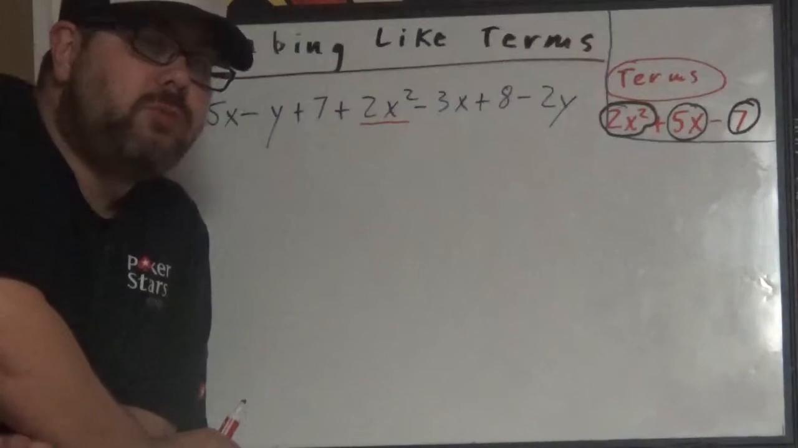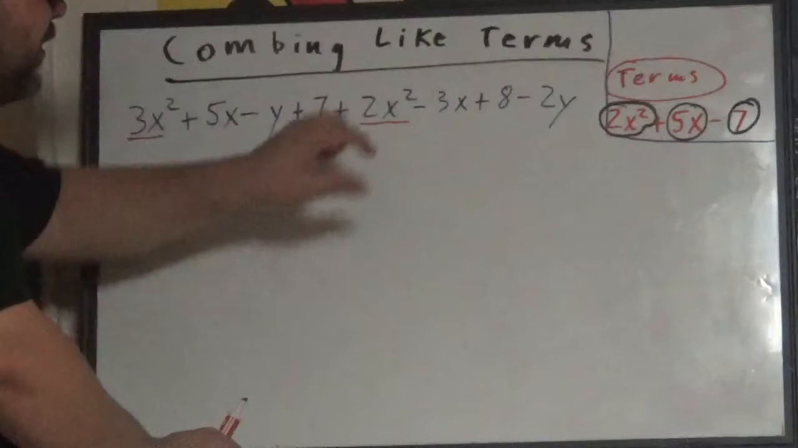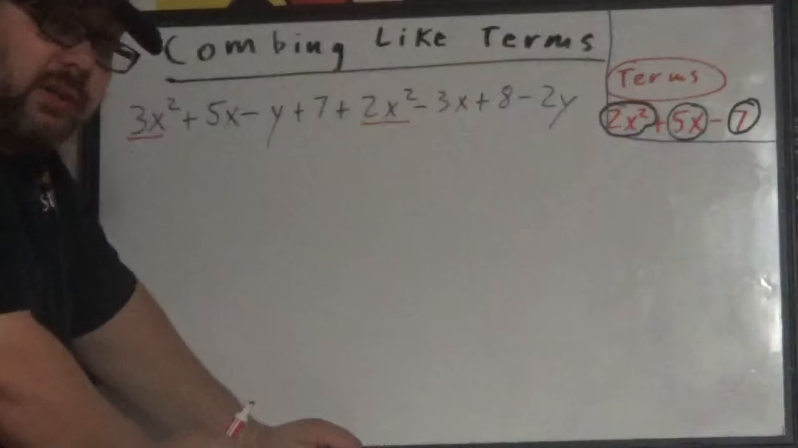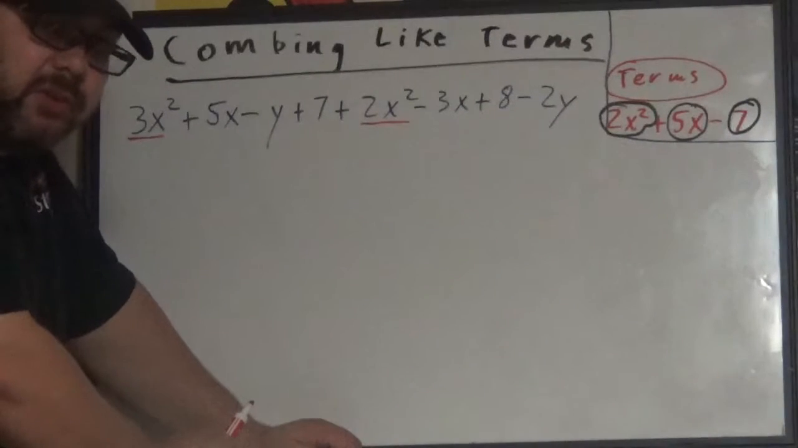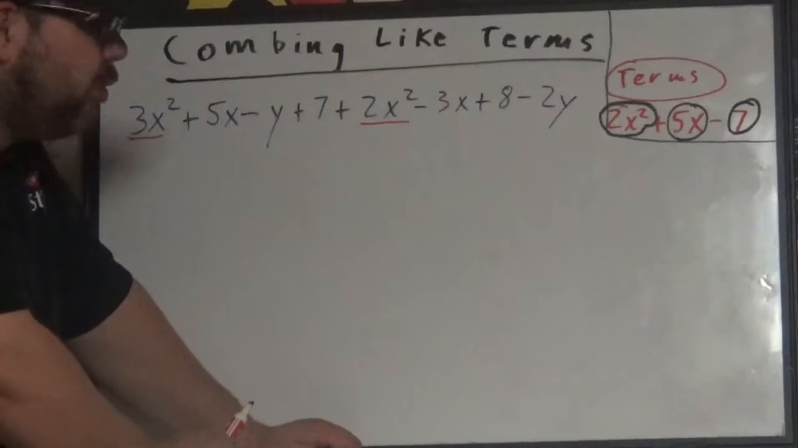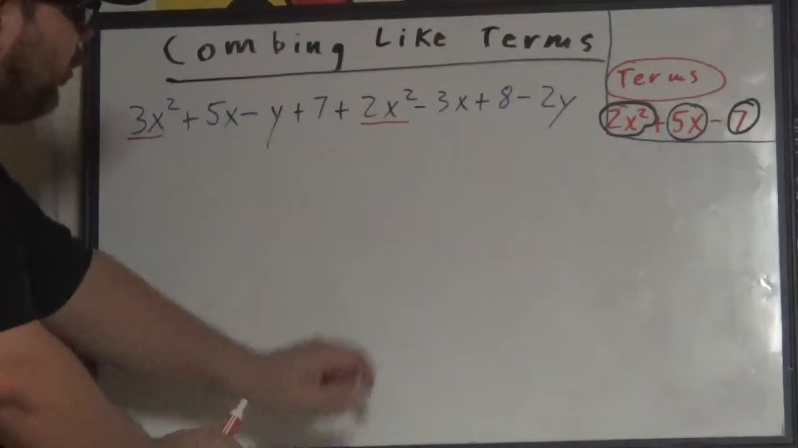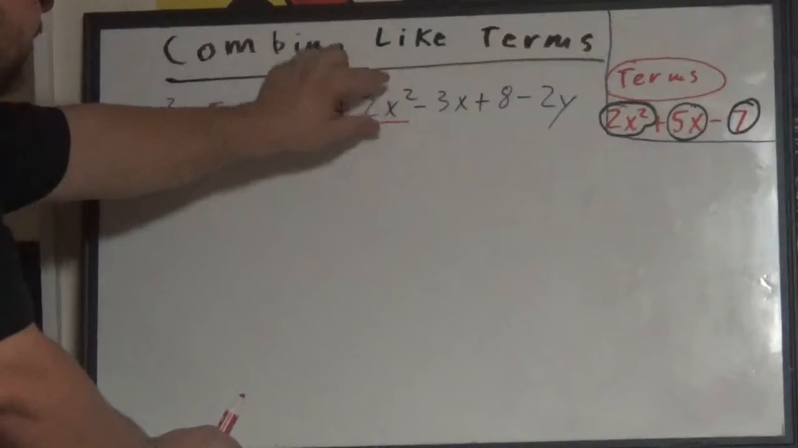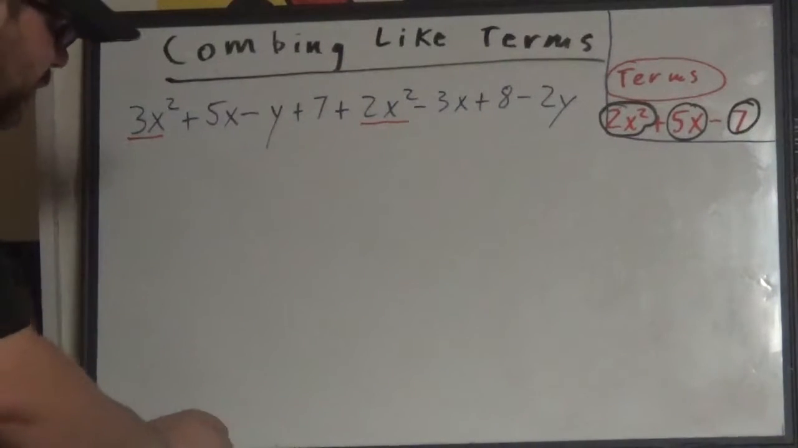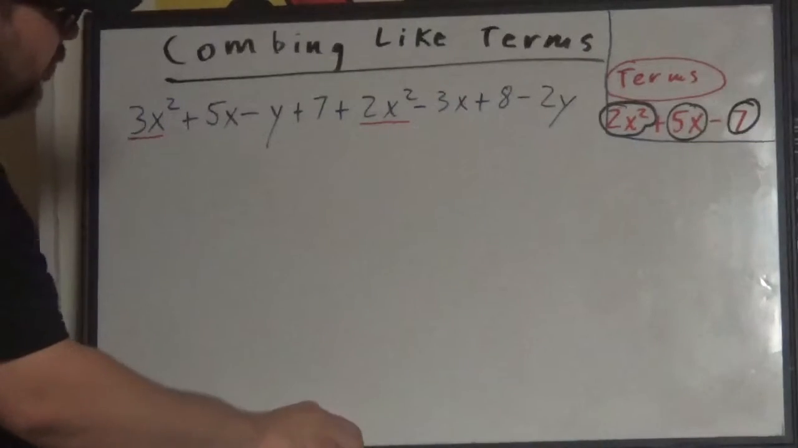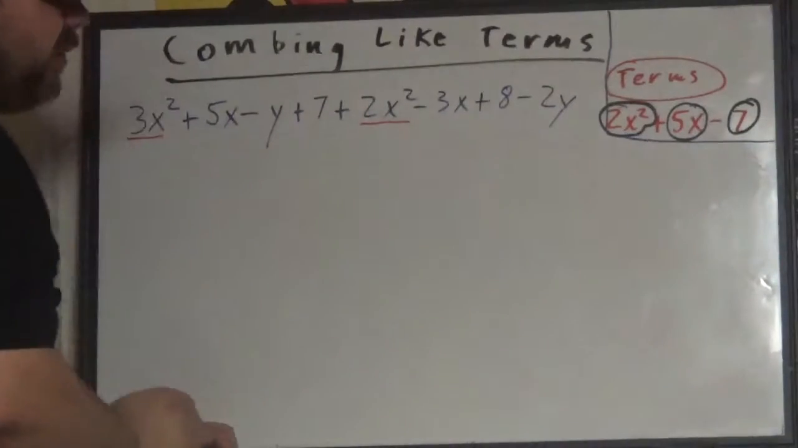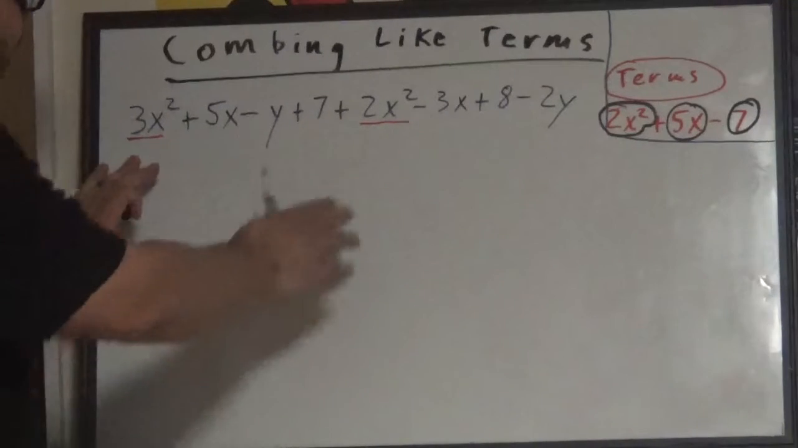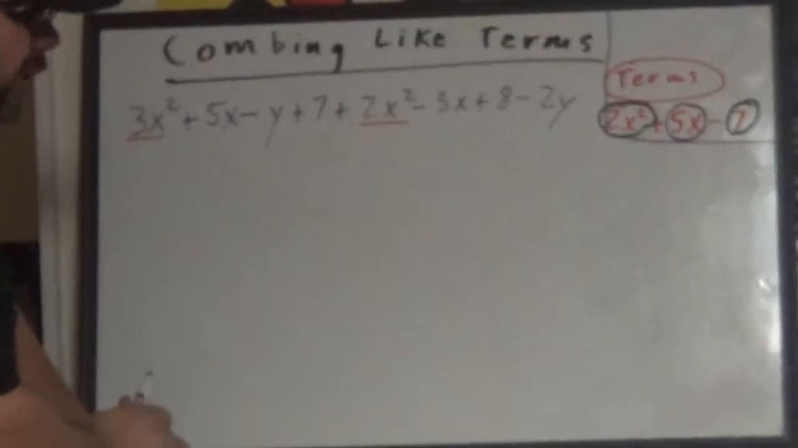Just don't worry about the coefficient. The coefficient, of course, is a number in front of the variable. It's how many times the variable is being multiplied. Don't worry about the coefficient. Only worry about whether or not it has the same variable and the same exponent. So then we have an 8 and a minus 2y. So those are our only like terms of x squared.